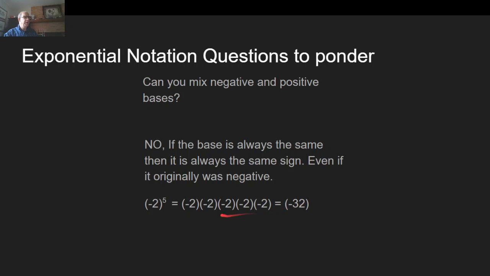We learned in 7th grade, if I multiply a negative times a negative times a negative times a negative, the answer is going to be negative. But if there were only 4 of these here, negative 2 times negative 2 times negative 2 times negative 2, that would be a positive, because negative times a negative is a positive, times a negative is a negative, times a negative is a positive.